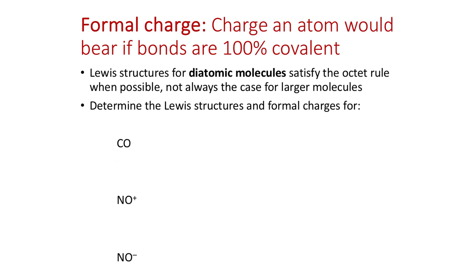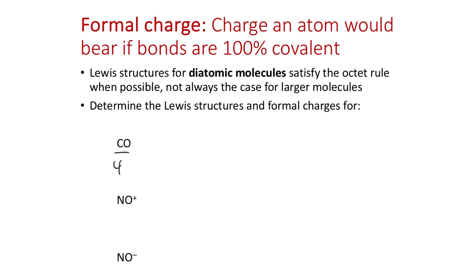Okay, so again, for formal charge, we're assuming the bonds are 100% covalent or 100% nonpolar. And so for diatomic molecules, we're going to try to satisfy the octet rule if it's possible. This really is an important distinction for CO. We'll see that as we get to bigger molecules, we don't necessarily have an octet rule that has to be satisfied as part of our Lewis structure rules. But for diatomic molecules, we really want to satisfy the octet rule.